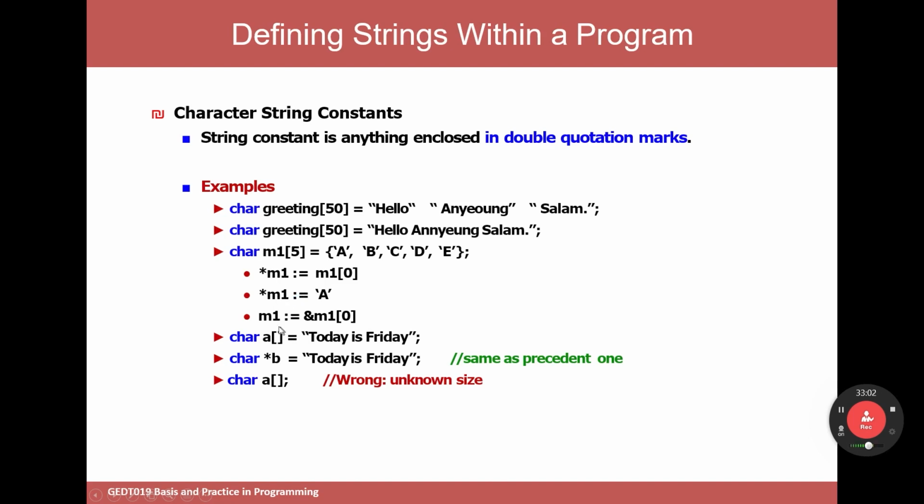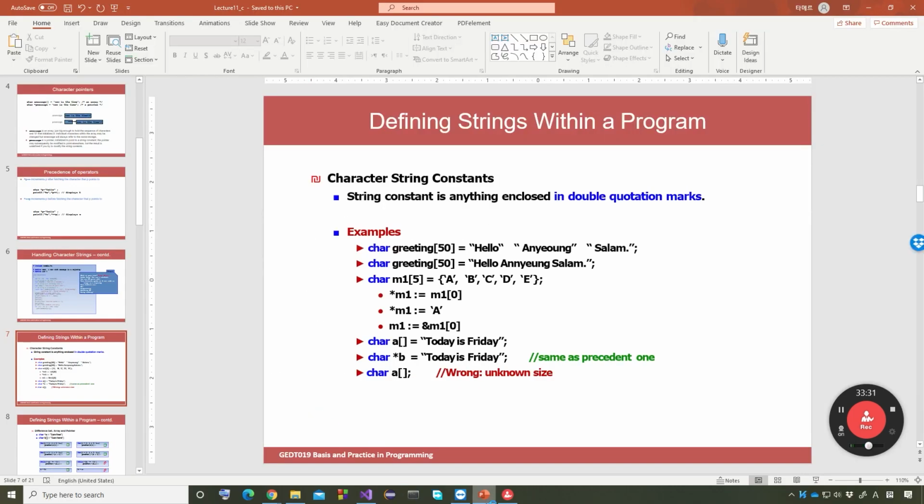So M1 here is equal to the address of M1 0. I already mentioned this one: the name of the string is just pointing to the first element in the array. So the address of the first element is exactly the same as the address of the name of the array. Both are exactly the same. You can even verify this one by yourself.